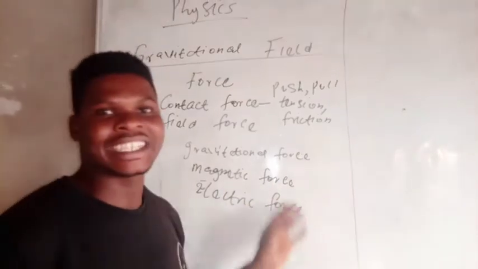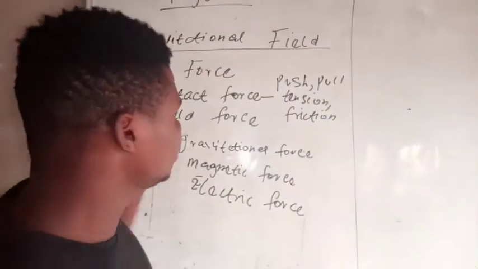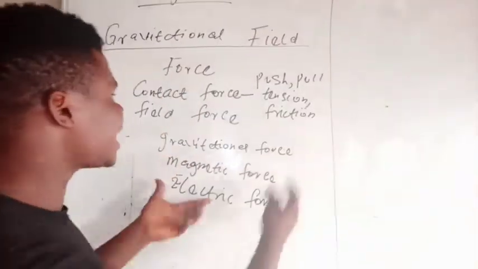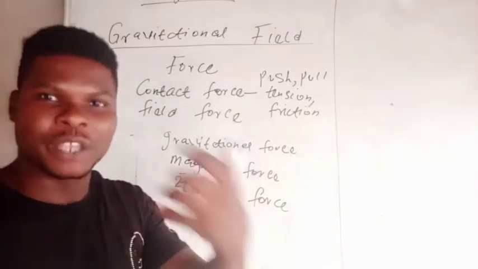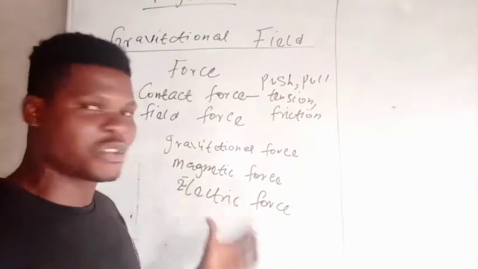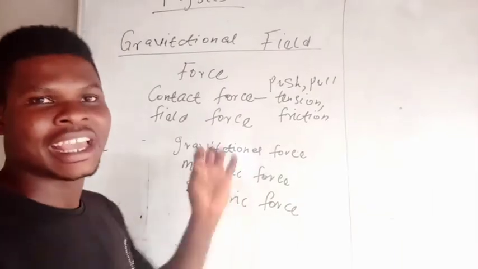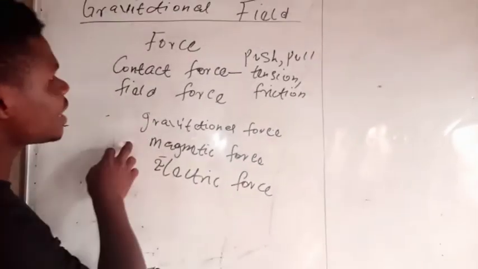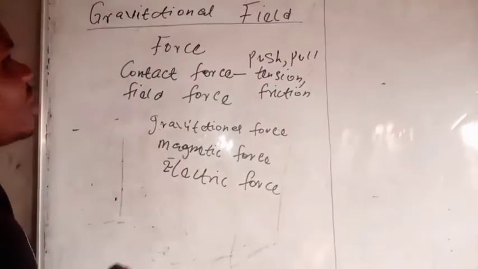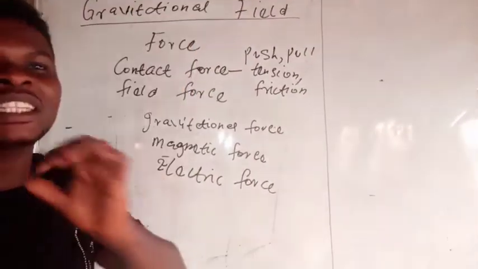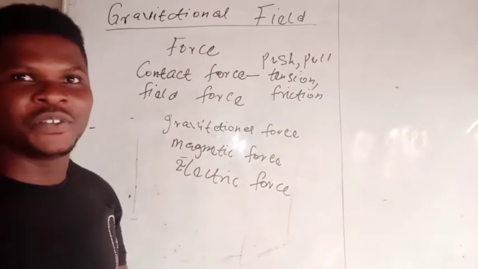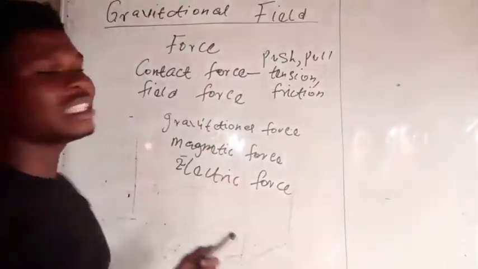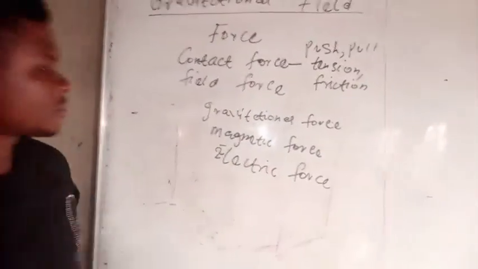So these are the three examples of field forces. They are called field forces because they do not need any form of contact to exist. Now, looking at this, you discover that our topic today, the gravitational field, is a perfect example of a force field.